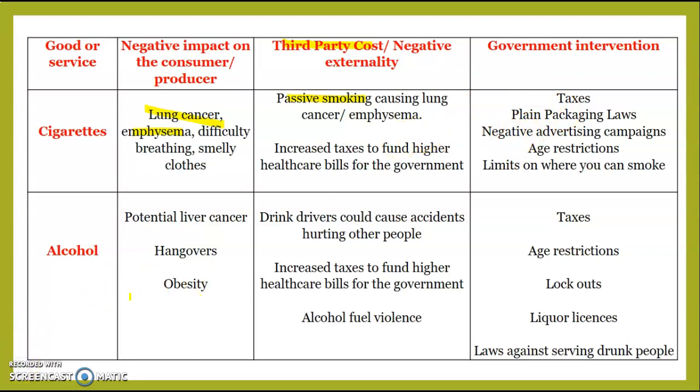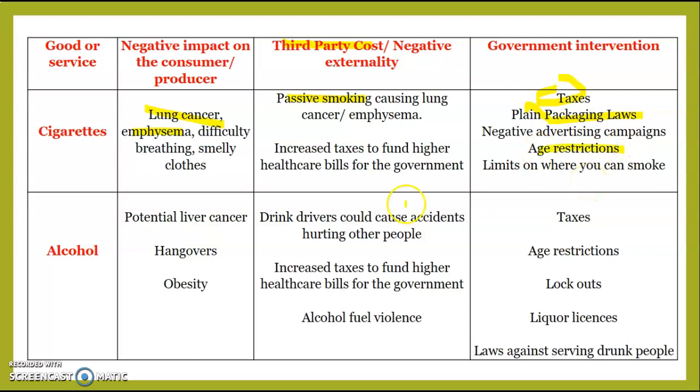So because the products have negative externalities, they're often overconsumed because we assume consumers and producers don't care about these third-party costs. So we ignore these third-party costs, and therefore they're overconsumed and overproduced in a free market. So the government intervenes through things like taxes to stop people from smoking, which raises the price, plain packaging laws, which makes them less appealing, negative advertising campaigns, age restrictions, and limits on where you can smoke.